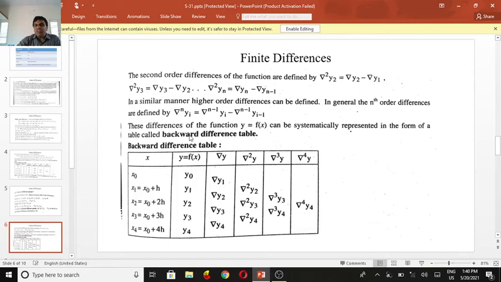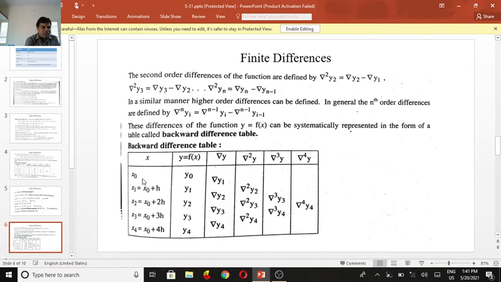These differences of the function y equal to f of x can be systematically represented in the form of the backward difference table. So you write x naught as initial, then x naught, x1, x2, x3, etc. If we write x1 as x naught plus h, x2 can be written as x naught plus 2h, and x3 can be written as x naught plus 3h.